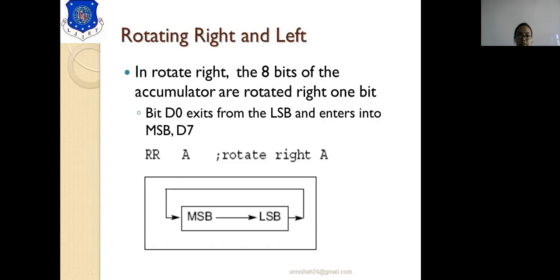Now the next instruction moving ahead is rotating right and left. If you have 8 bits of data present in the accumulator and you are performing RRA, RR stands for rotate right with accumulator. So the accumulator data will be shifted by 1 bit to the right-hand side. Whatever LSB is there will be shifted to the MSB. The data will be shifted from left to right.